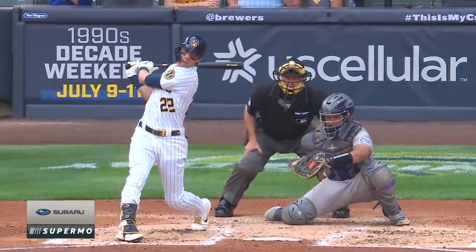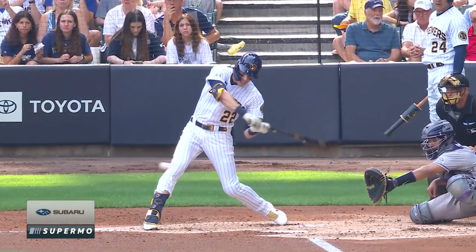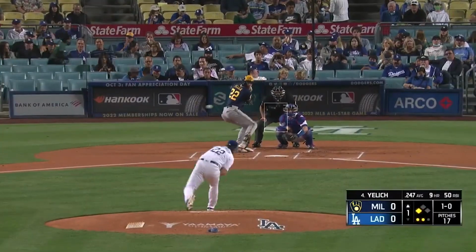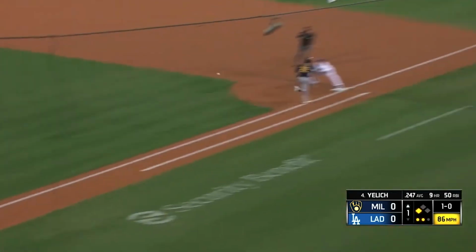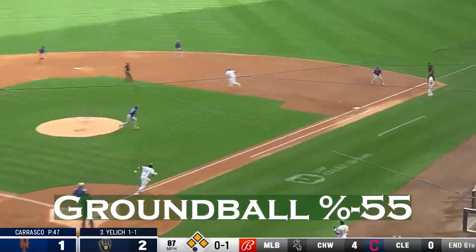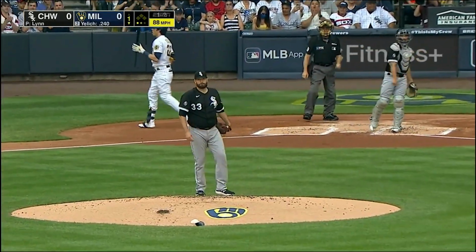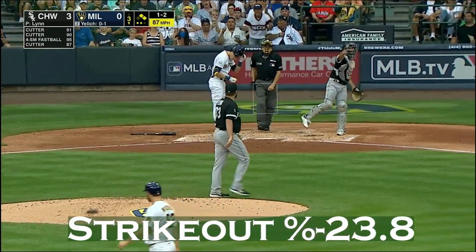We saw that in 2020 when he lowered his launch angle, his numbers declined, and then we see him lower it even more the following season, and his numbers remain just as bad or even worse. This year, Christian Yelich hit significantly more ground balls, with 55% of his contacts being ground balls, and he also still struck out a lot more than he was used to, striking out 23.8% of the time.